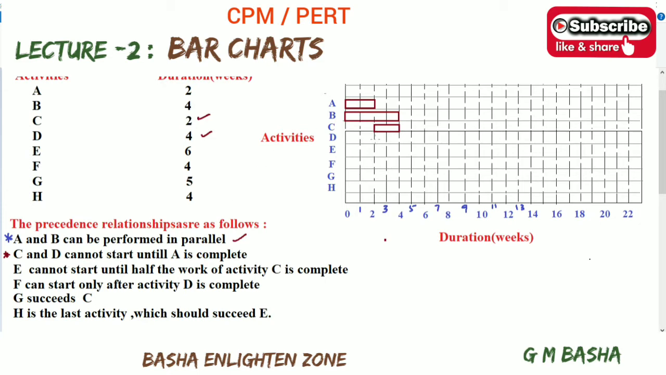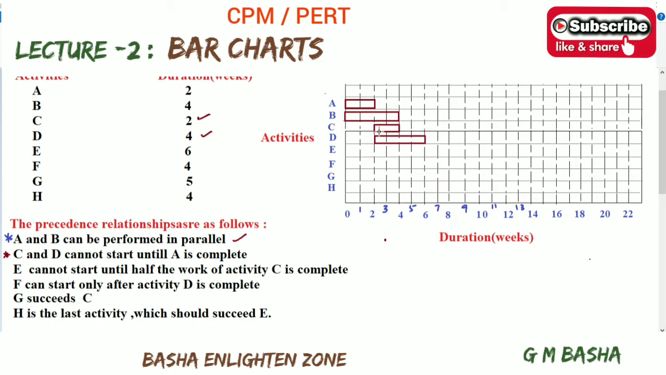A will be completed by 2 weeks and again from here it will be started. So the duration of D will be around 4 weeks. I am taking from here 4 weeks: 1, 2, 3, 4. So therefore the total duration of D will be 4 weeks. It can start after A is completed.